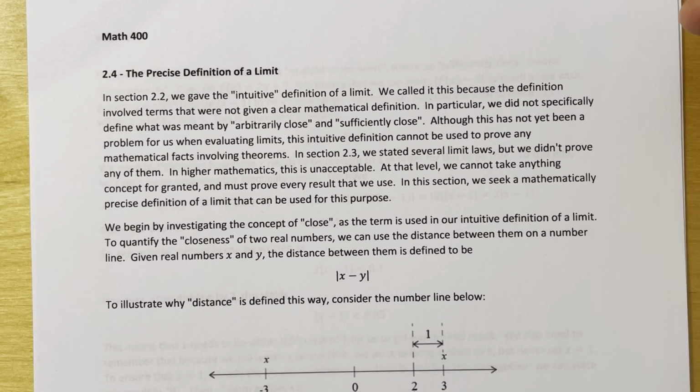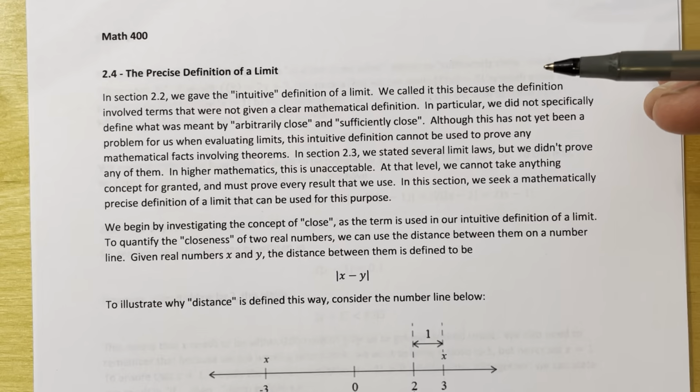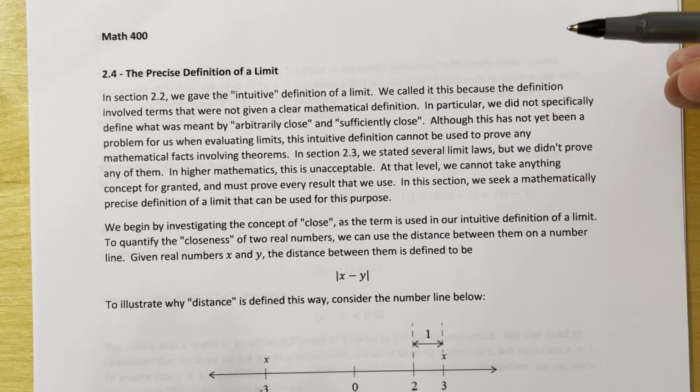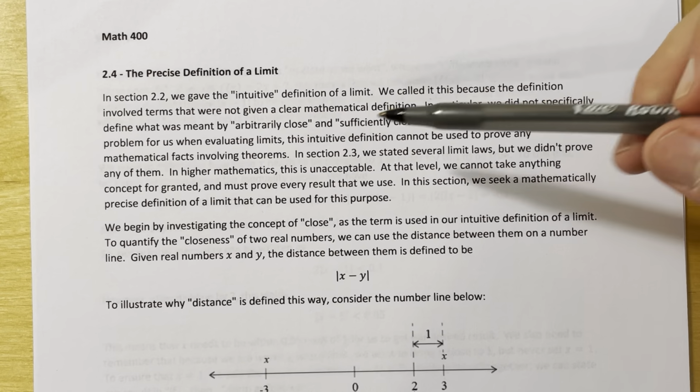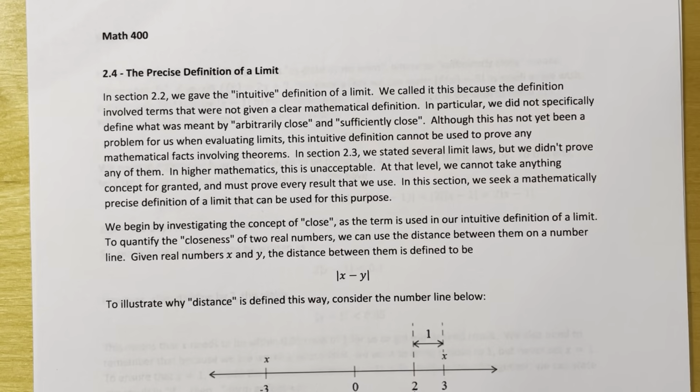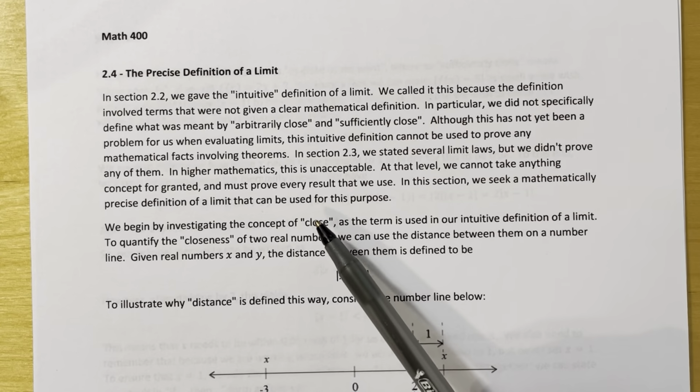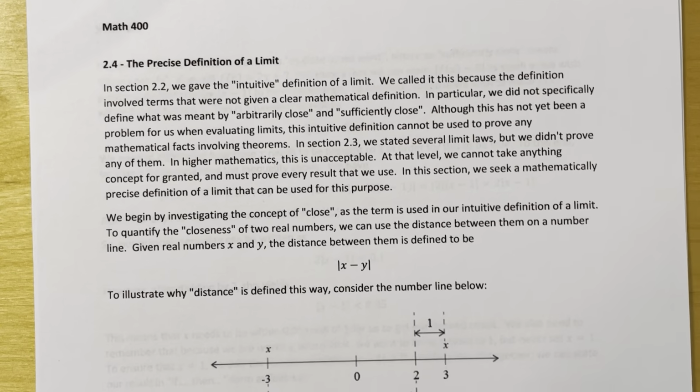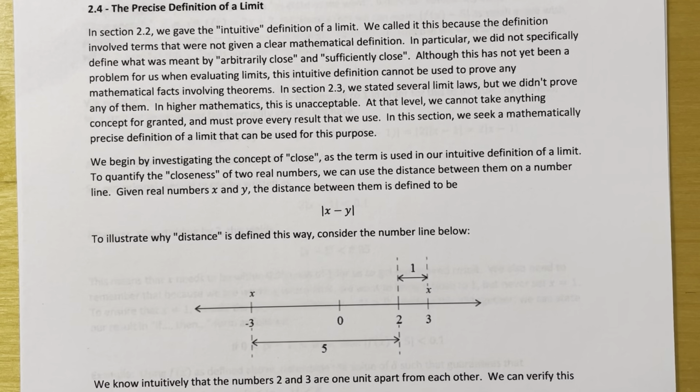So I'm going to go ahead and move forward with this now that I've given my little introduction, and we'll kind of see what we mean by these terms: arbitrarily close and sufficiently close. So let's just look at the word close for a moment. The idea of close is related to the concept of distance. What do we mean when we talk about the distance between two numbers? Well, what we mean is how far apart two numbers are on a number line.